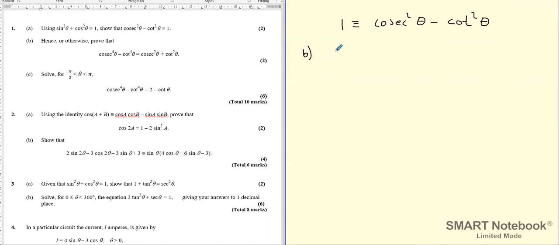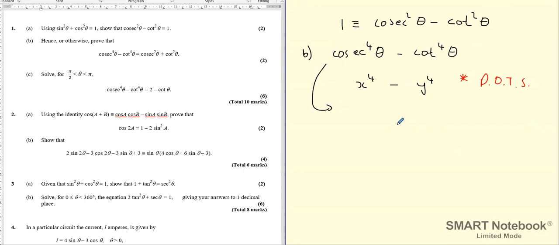Now, I'm going to start off with the left hand side. What students often find tricky or sometimes miss out on is recognizing that this left hand side is like x to the power of 4 minus y to the power of 4. Now that reminds me of difference of two squares. So maybe you want to make a note of difference of two squares.